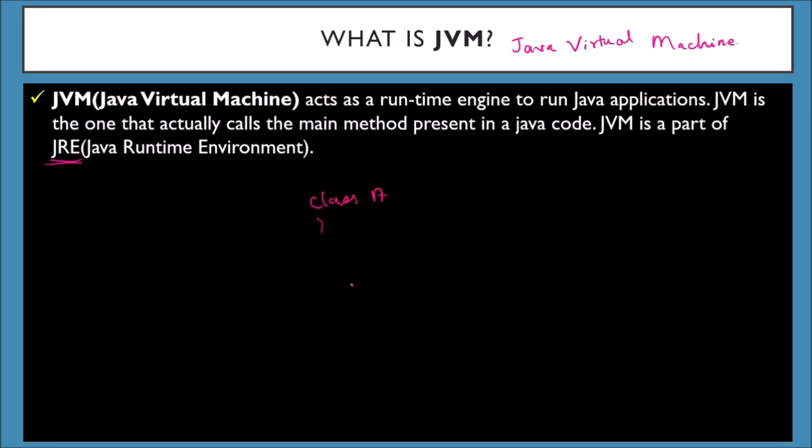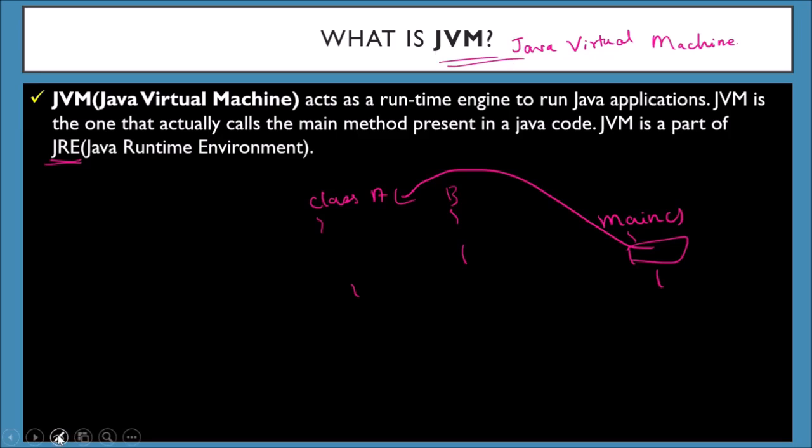You will have class A, you will have class B, and any number of classes. But always the main program will be called first. And from main program, it will go to any class. You can create any object and do any operation you want. That is done by Java Virtual Machine, JVM.